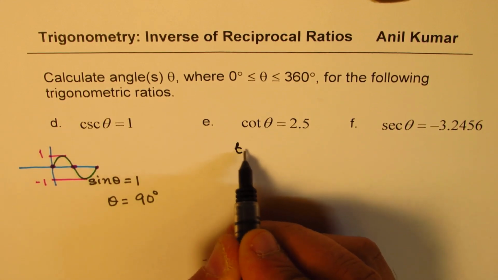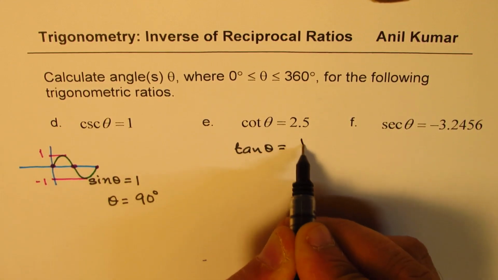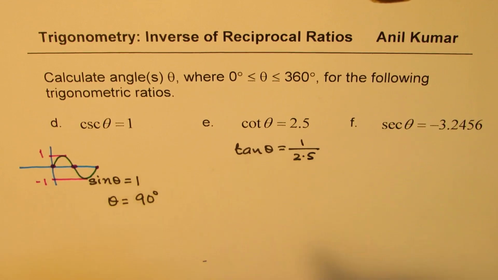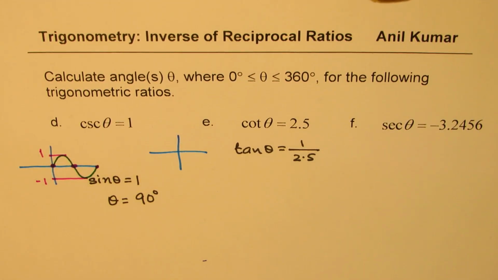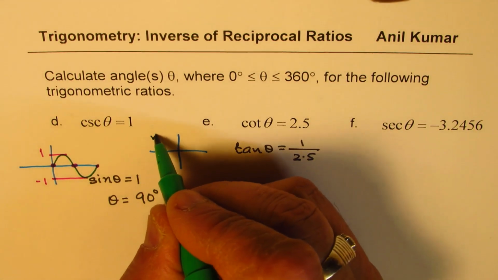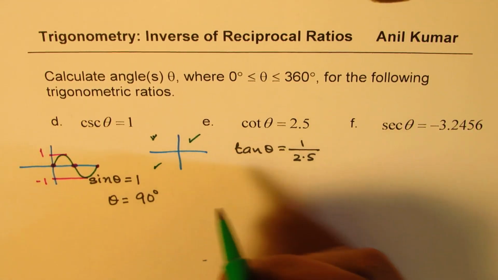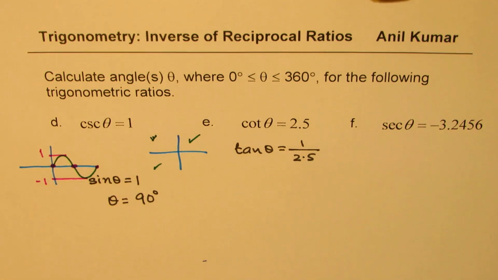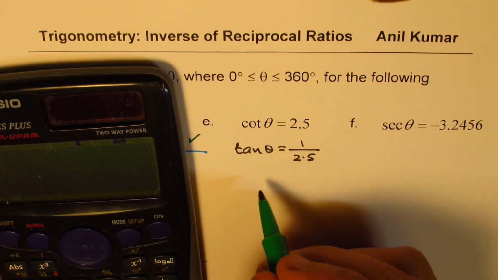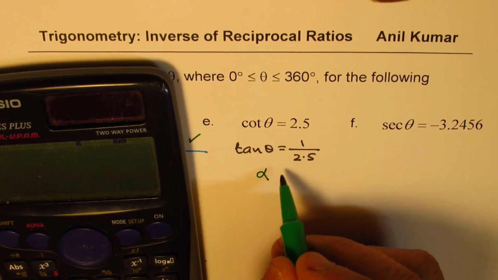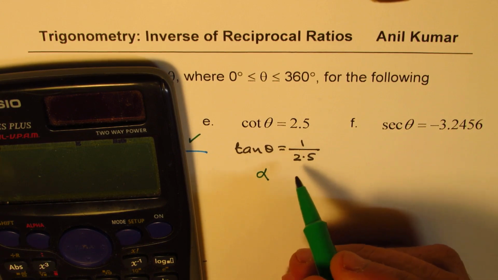So that means that tan theta should be equal to 1 over 2.5. Now this value is positive. That means we are looking for solutions in quadrant 1 and 3, right? Because it is positive, these are the two. Now we are going to use the calculator and find the answer for the positive angle alpha, right? That is always the case, which will be a part of our solution.